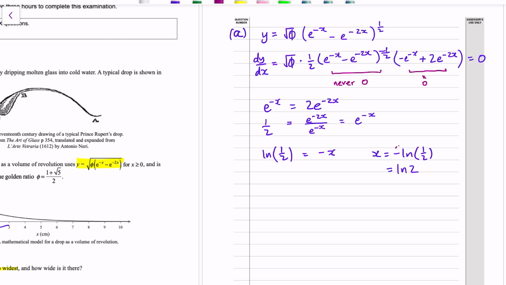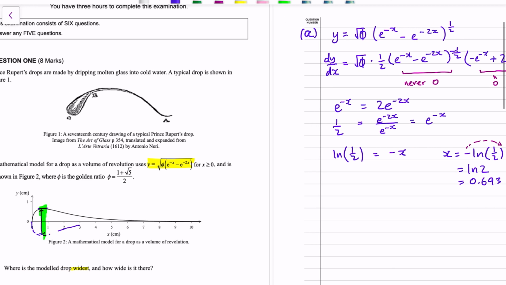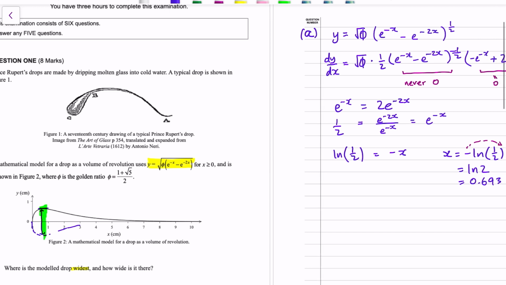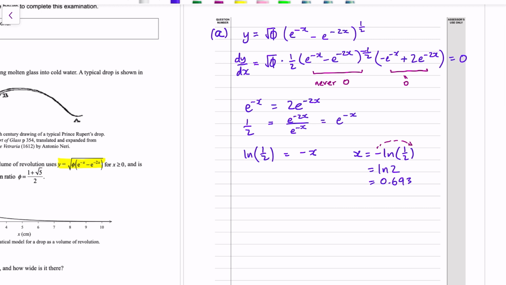Think about that, the minus can go up the top there and make it 1/2 to the power of negative 1. The reciprocal of 1/2 is 2. So ln 2, which turns out to be 0.693. Okay, let's see if we've answered the question. Where is the model drop the widest? We've got that x value, and how wide is it there? So now we need to use this value and find the y value.